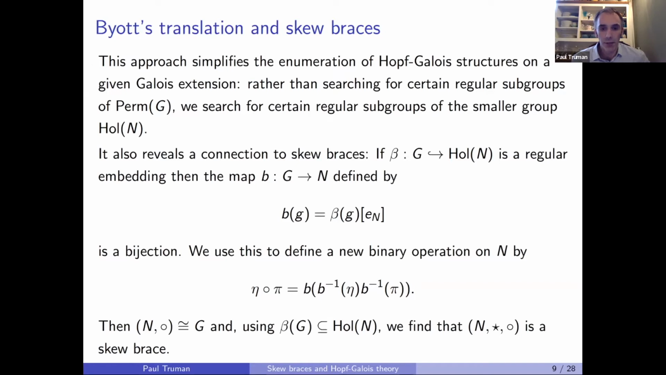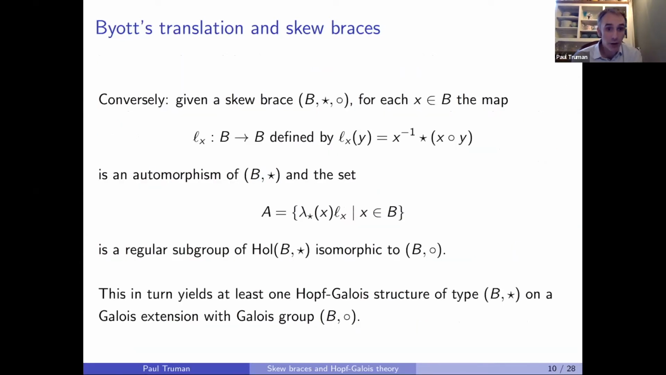So if I've got one of these embeddings from the second set, a regular embedding beta of G into hol N, then if I just act on the identity element of N, that gives me a bijection from G to N, and I can use that bijection to impose a new binary operation on N, which I'll call circle, and then N with circle is isomorphic to G. So now I've got N with two binary operations on it, and using the fact that beta of G actually lands in the holomorph, N with its original binary operation star and its new binary operation circle is a skew brace. I'm well aware that I'm teaching you all to suck eggs at this point.